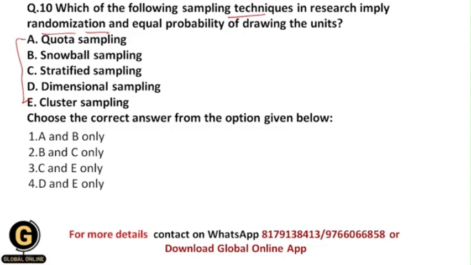So whether it is quota sampling, snowball sampling, stratified sampling, dimensional sampling or cluster sampling. Here the probability sampling procedures are stratified and cluster sampling. As we have seen in this video, quota and snowball sampling are all non-probability sampling. That's why the remaining options are stratified and cluster sampling, which are the probability sampling techniques. And that's why your correct answer should be C and E only, stratified and cluster sampling.